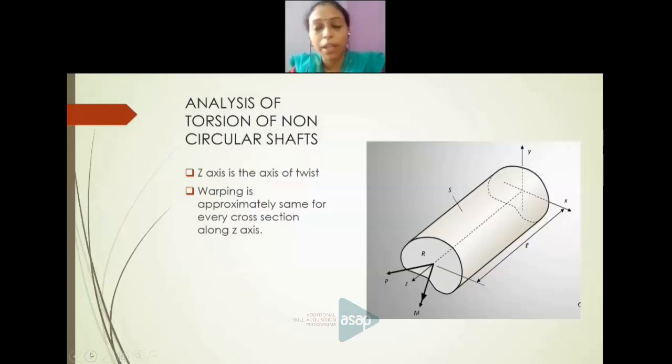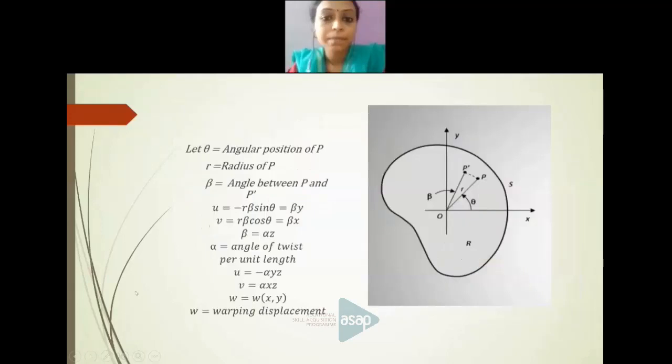Already we have defined warping. Warping is the distortion of the transverse sections, and this warping is approximately the same along the z-axis. That means you take some point on the z-axis, some distance from the origin along the length, and you can see some warping over here. You move forward to some other distance along the length, and there also the warping phenomenon will be the same. That is, warping is approximately the same for every cross section along the z-axis. So now we are going to the analysis of torsion of non-circular bars. Analysis means we have to find out the shear stress.